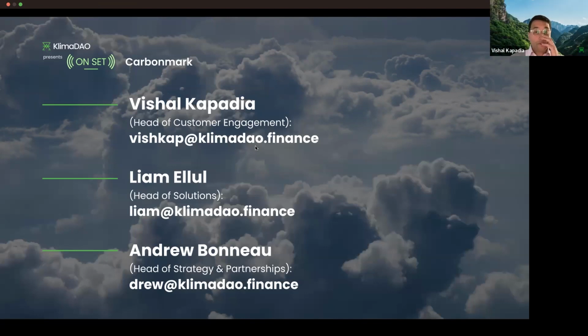Before Drew jumps in, we have got our email addresses up here, front and center, so definitely note them down. If you've got anything in terms of wanting to use the credits on Carbonmark for business needs, Liam's your man. He's the head of solutions at Carbonmark. And with that, I'll pass it back to Andrew.